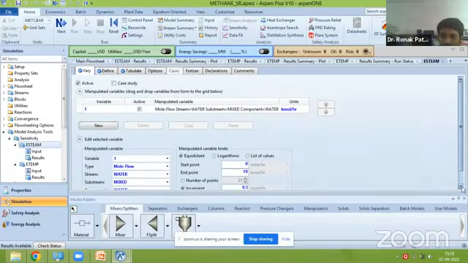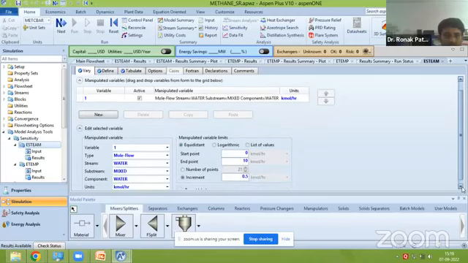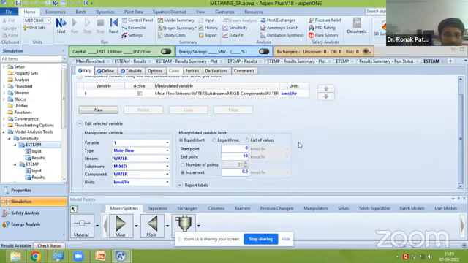So what is my independent variable? That is the molar flow rate of water. Ultimately, it will be affecting my steam to carbon ratio, which I am going to vary in the range of 0 to 10 kilomole per hour, with an increment of 0.5.